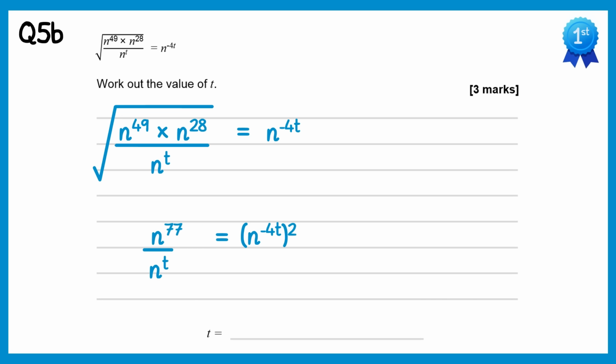We can simplify the right hand side a little bit as well. Since we have a bracket to the power, you can just multiply the powers. So negative 40 times 2 gives negative 80. When you divide here, you'll subtract the powers, so this can be n to the 77 take away t, and it should be clear from this that 77 take away t must equal negative 80. We can solve this equation by adding t to both sides. On the left that gives you 77, and on the right negative 7t. Then divide both sides by negative 7, and you'll get t equals negative 11.